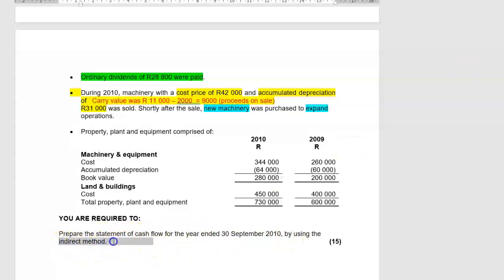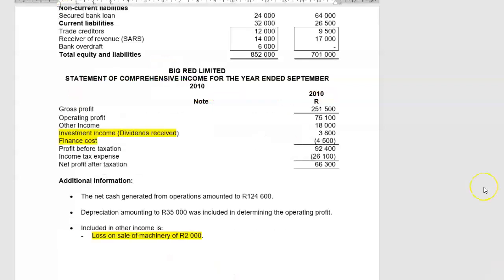Good, I want you to prepare the cash flow for the year ended 30 September 2010 by using the indirect method. Very important that you actually know what method to use. We said with the indirect method, we move the note, which is the reconciliation of the profit before tax with cash flow from operations, onto the face of the statement of cash flow.